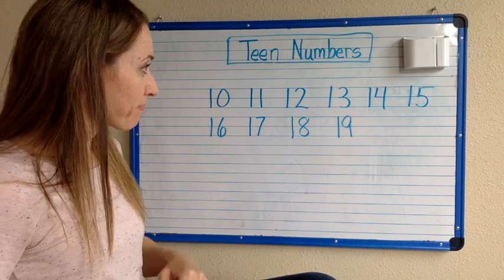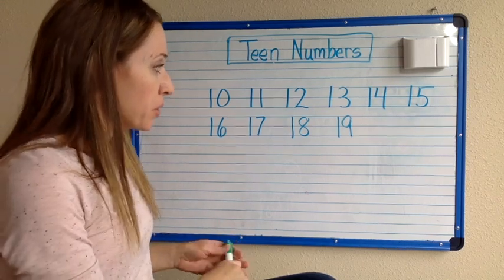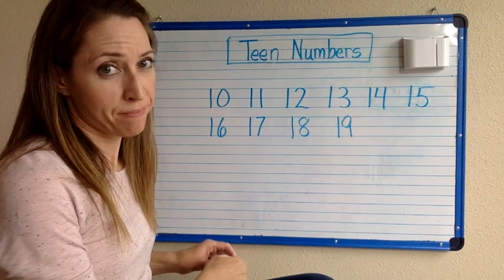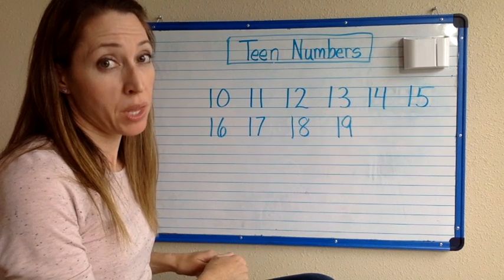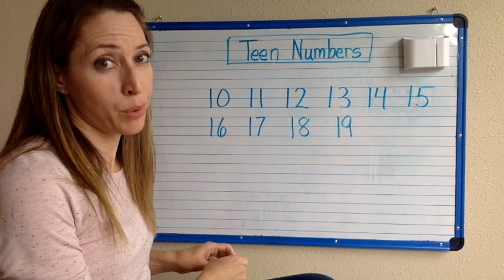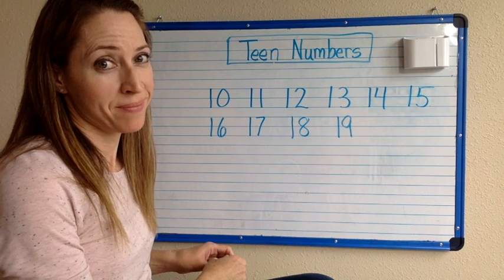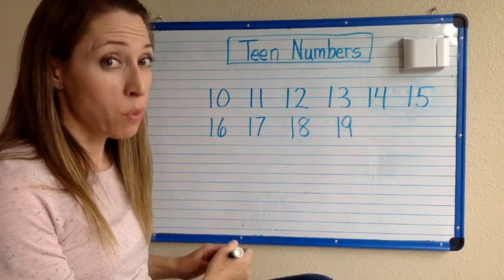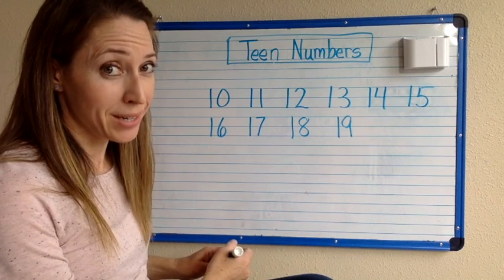All right. Now look at your T numbers. Do you see something that's the same with every single one of them? Something that's the same with every single T number. What is it? If you said that they all have a 1 in the tens place, you're right.